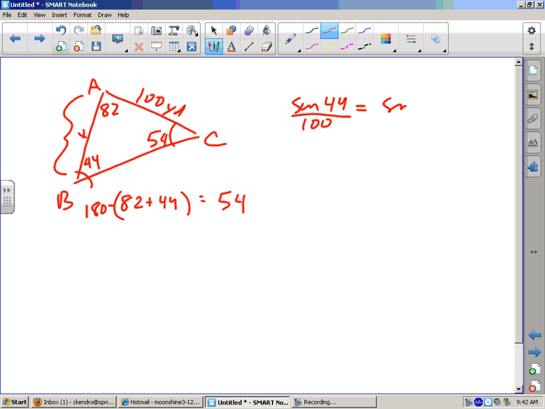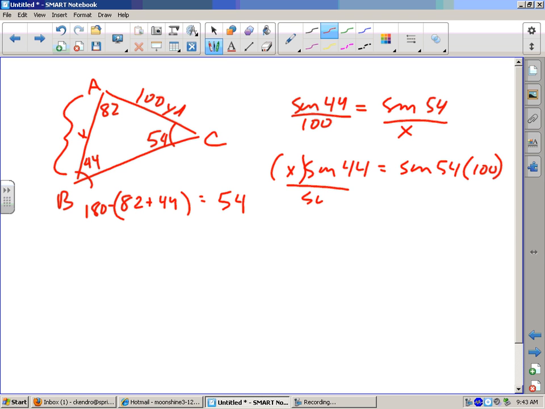So now I can say sine of 54 over x. And now you can cross multiply. And so I get sine of 44 times x equals sine of 54 times 100. So divide both sides by sine of 44. And you work all that out, you get x to be approximately 116 yards.